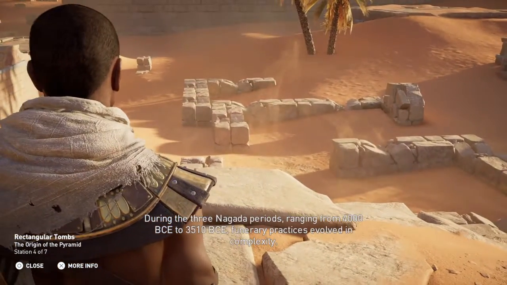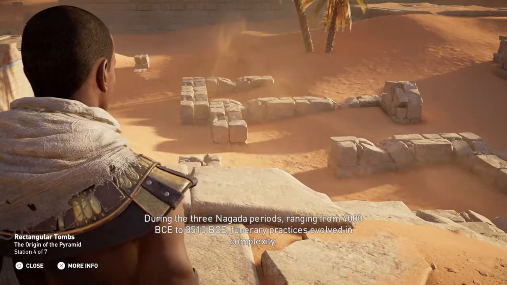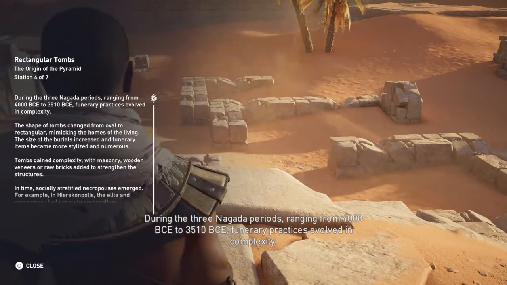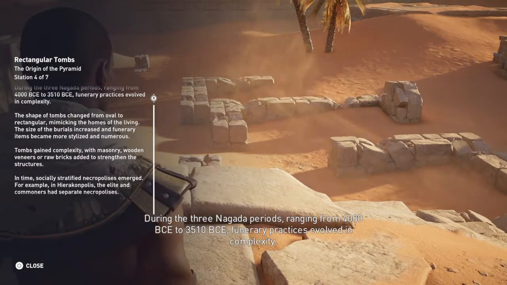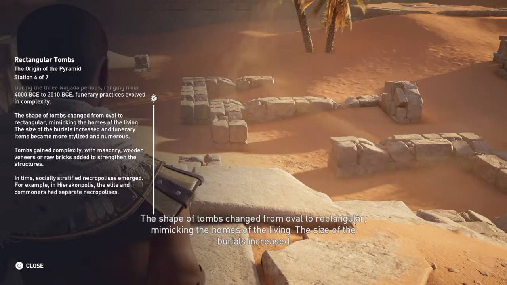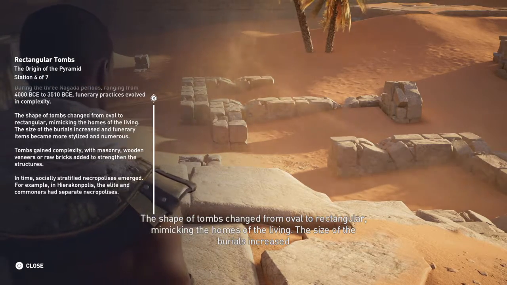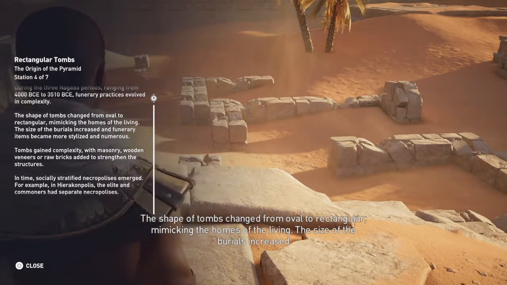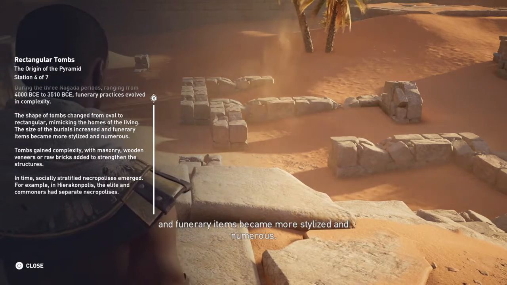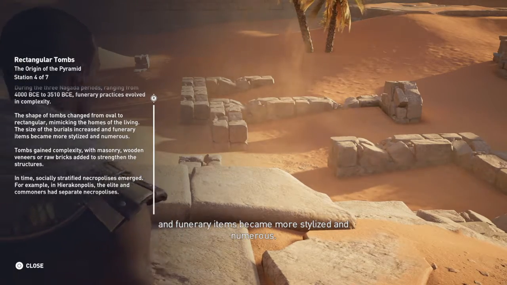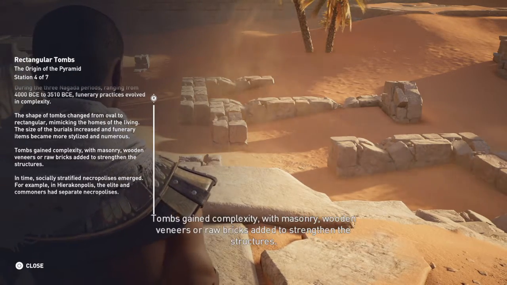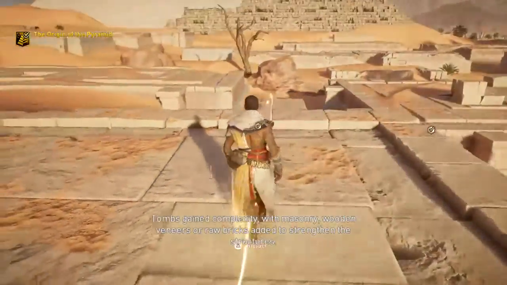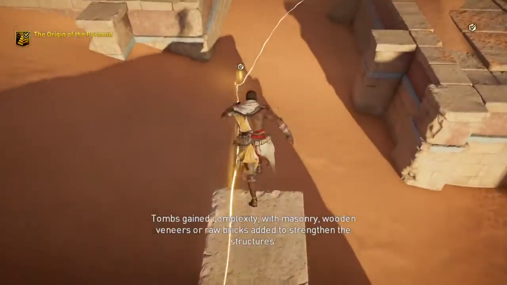During the three Nagada periods ranging from 4000 BCE to 3510 BCE, funerary practices evolved in complexity. The shape of tombs changed from oval to rectangular, mimicking the homes of the living. The size of the burials increased and funerary items became more stylized and numerous. Tombs gained complexity with masonry, wooden veneers, or raw bricks added to strengthen the structures.